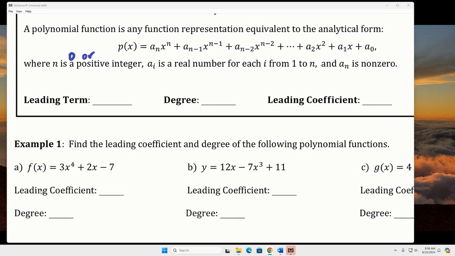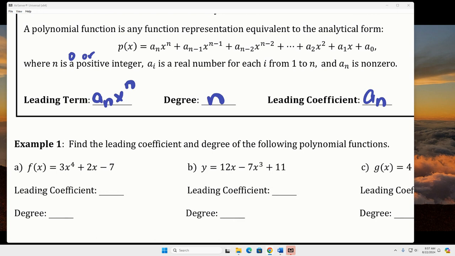So pretty much any number you've ever heard of can be a coefficient. Okay, so the leading term of a polynomial function is, in this case, a sub n times x to the n. Which one of those is going to be the degree? The coefficient or the exponent? N, yes. N is the degree. So the largest exponent is the degree of a polynomial function. And then the number in front of the variable with the largest exponent is the leading coefficient. I feel like you probably remember that from last year.